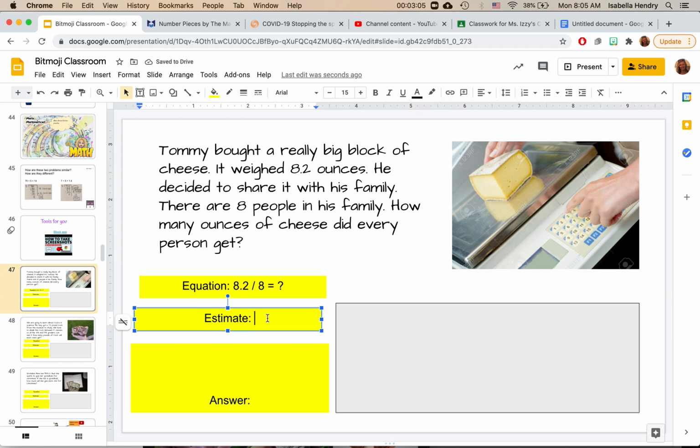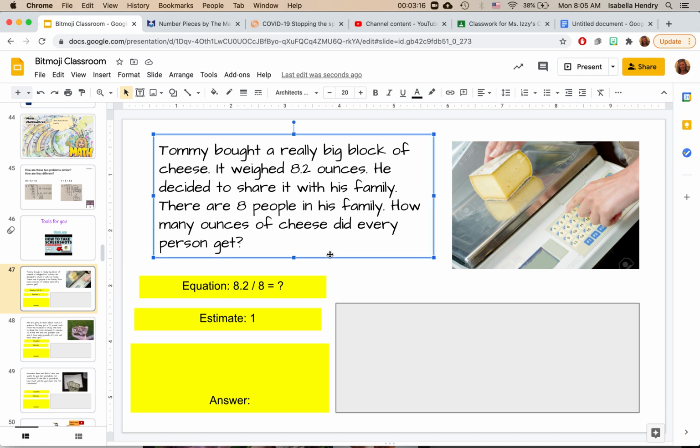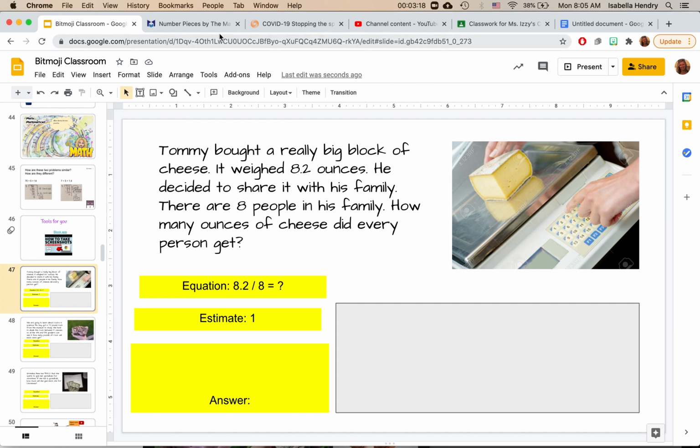Then we estimate. Well, I know 8 divided by 8 would be 1. So I'm going to estimate around 1. So if I get an answer like 100, something went wrong. Then I'm going to use my block app to figure out the answer.